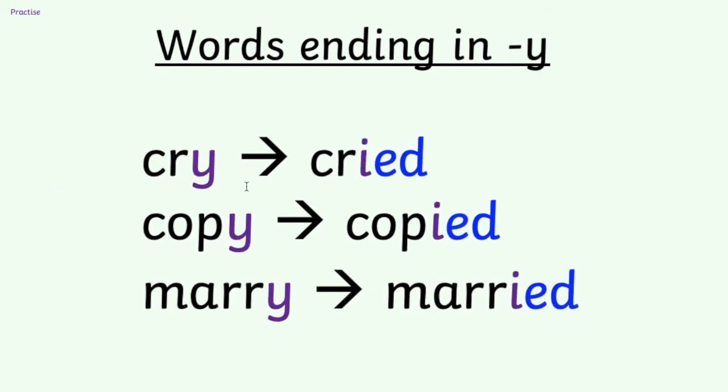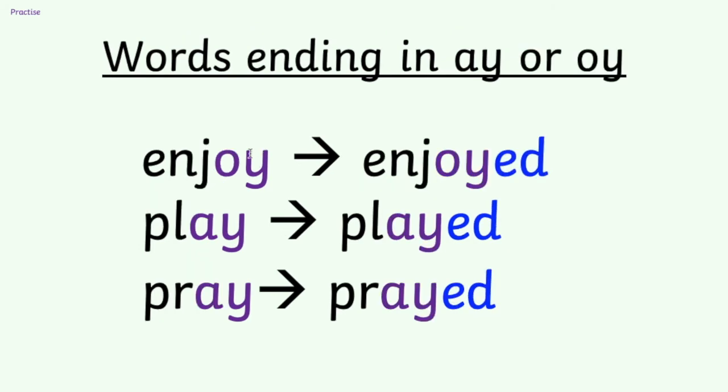When a word ends in a Y by itself, then we change that Y to an I, and then we can add ed. And when a word ends in a Y, but it's working together with another vowel to make an A or an OI sound, we keep it the same. We don't change it into an I, we just add ed on the end. Okay, well done for listening and thinking about all of those rules.